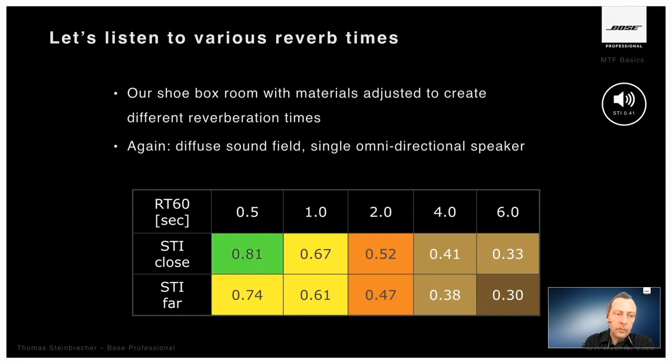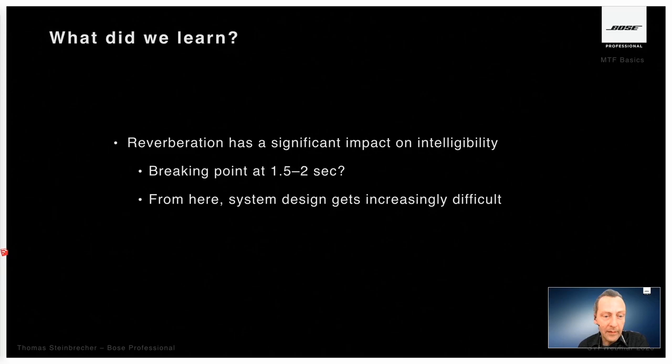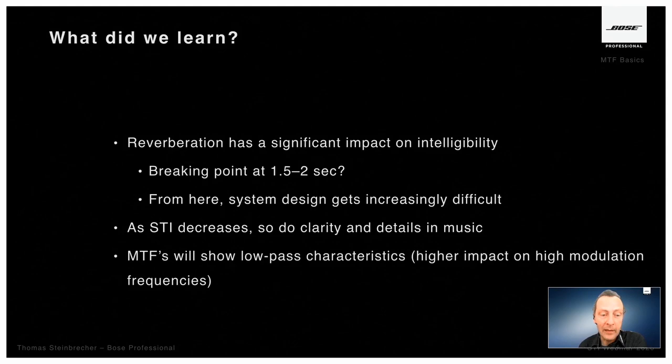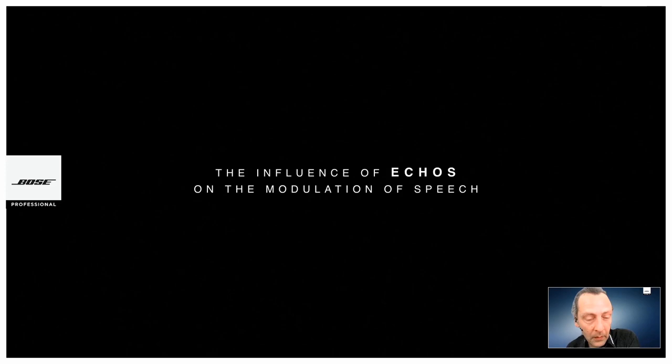So what did we learn? Again, reverberation has a very important impact on intelligibility. There is probably a breakpoint, if we would quantify that, at about 1.5 to 2 seconds of reverberation time. If you are in a room that has higher reverberation, then system design for good intelligibility gets increasingly difficult. And as the intelligibility decreases, so do clarity and, of course, also details in music. If reverberation is added to a communication channel, the modulation transfer function will show a low-pass filtered characteristic with higher reduction in modulation for higher modulation frequencies. So we have to hurry up a little bit.